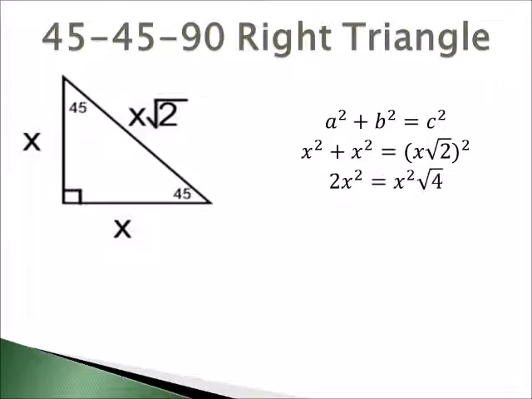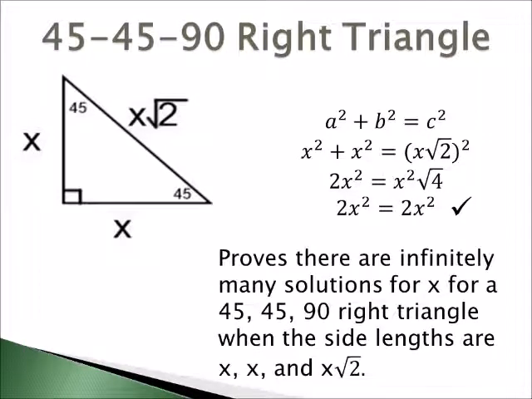After simplifying, we get 2x squared is equal to x squared radical 4, which simplifies to 2x squared is equal to 2x squared. Again, since the left side of the equation is equal to the right side of the equation, we know that whatever our x value is, we can substitute in for a 45-45-90 right triangle to get side lengths of x, x, and x radical 2. Let's try some examples.